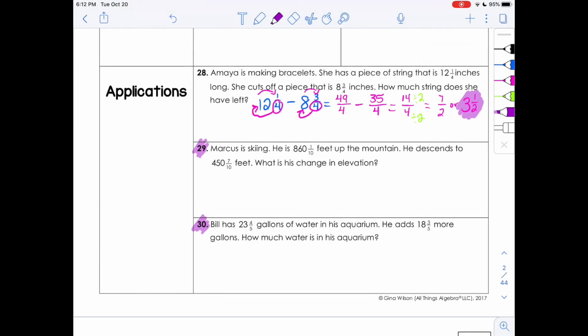Number 30, Bill has 23 4/5 gallons of water in his aquarium. He adds 18 3/5 more gallons. How much water is in his aquarium? So he starts with a certain amount and adds more. So this would be an addition problem. So you're going to add 23 4/5 plus 18 3/5. And again, both of these are mixed numbers, so you'll want to change them to improper fractions in order to add them.